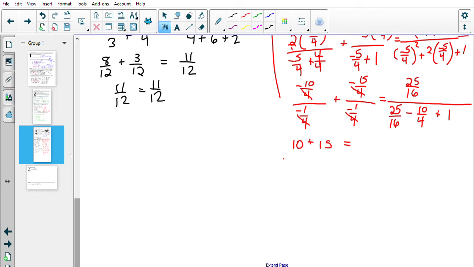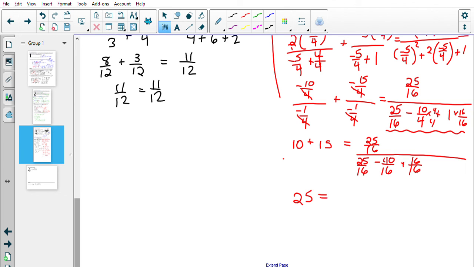I don't have the same denominator of 16 here yet, so I've got to mess around with that one a bit. So on top I get 25 over 16. In the bottom I get 25 over 16. I'm going to pump this up, multiply it by 4 over 4, and get minus 40 over 16. And I'm going to multiply this by 16 over 16 and get that. So on the left-hand side I get 25. Here I get 25/16. And we'll see what we get in the bottom.